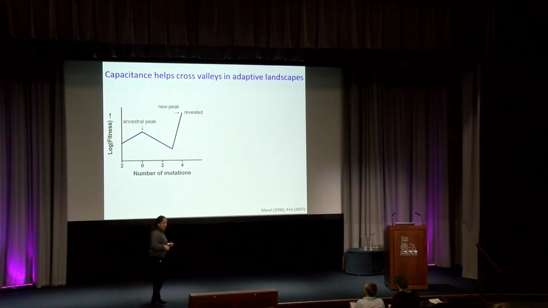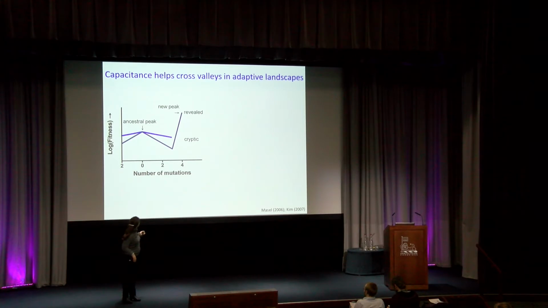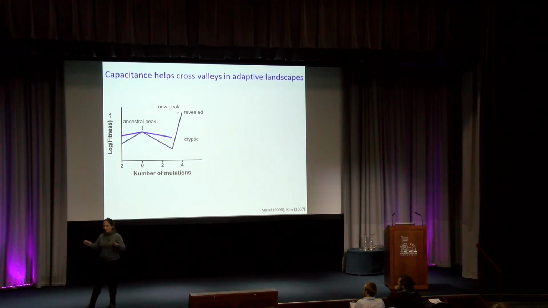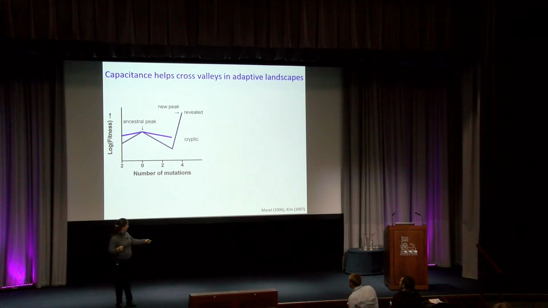All right, so another thing that evolutionary capacitance helps with is crossing fitness valleys. So here's a fitness valley: say you have a peak and there's a new peak. And when it's cryptic, the bad stuff's not as bad, and you can wander around the fitness landscape a little bit easier, and the valley's not as deep, and it might be easier to cross. We and others have made this point.